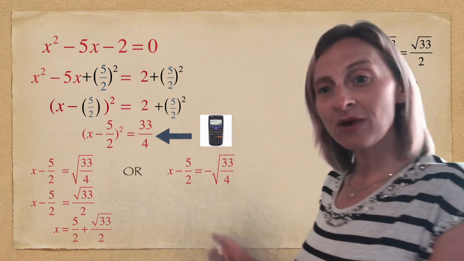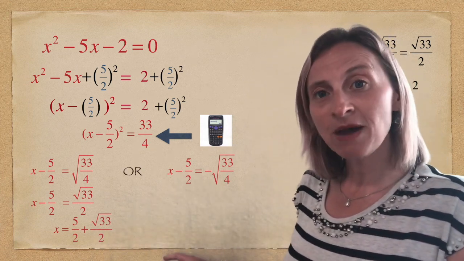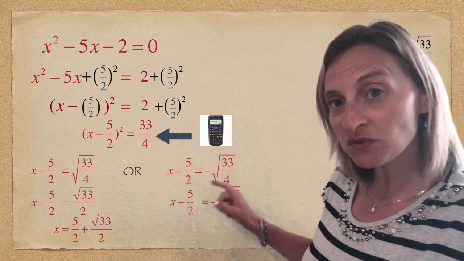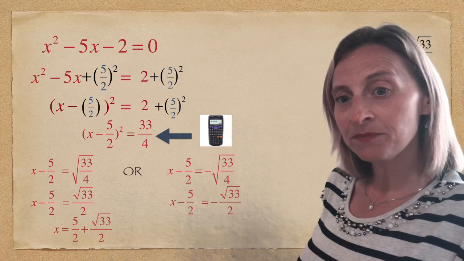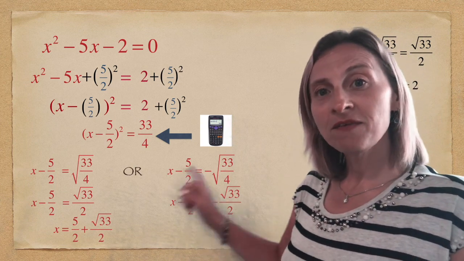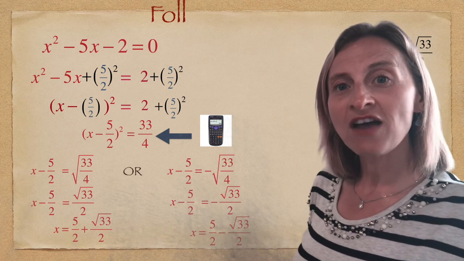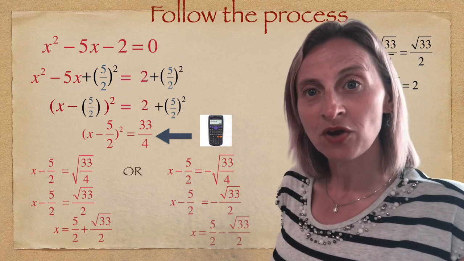And if I go to the other one, I do the same thing. X minus 5 over 2 equals minus the square root of 33 on 2, because we've square rooted the top and we square rooted the bottom. And then I take the minus 5 over 2 to the other side, and I'm left with x equals 5 over 2 minus the square root of 33 over 2.